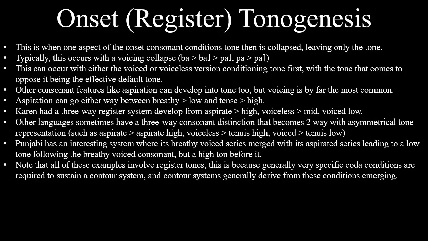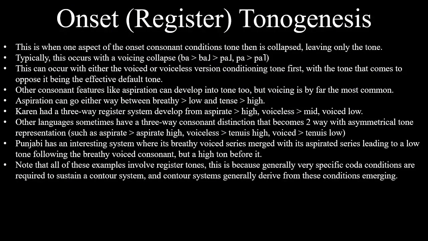The Karen language has a three-way consonant split between aspirated, voiceless, and voiced, which resulted in a high, mid, and low register respectively. Many languages may also have similar three-way distinctions, but only collapse one of them, such as an aspirated, voiceless, voiced system becoming an aspirated high, tenuous low system. Punjabi has a very interesting system that is sort of a mix of onset and coda, where it had a breathy voiced consonant series that merged with the aspirated series, but left behind a low tone on vowels after the breathy consonant, but a high tone on vowels before.